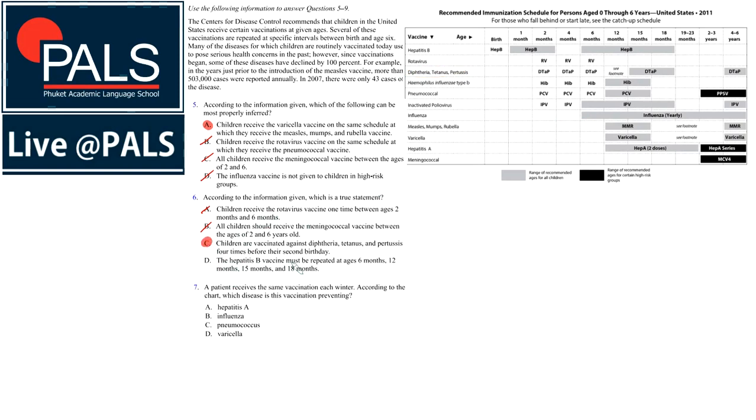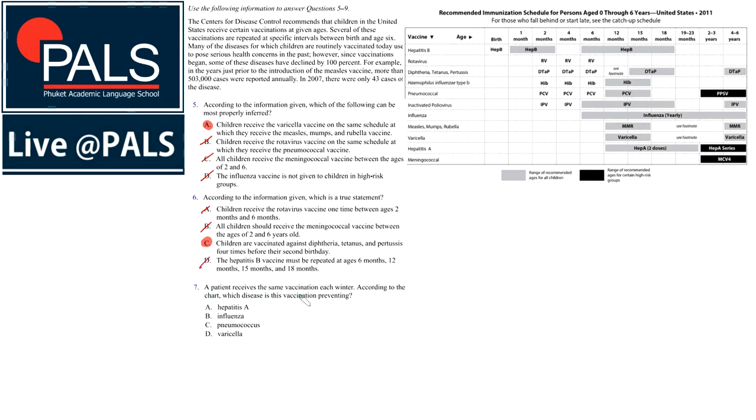D, hepatitis B vaccine must be repeated at ages 6 months, 12 months, 15 months, 18 months. Hepatitis B must be repeated at ages, no, so we see already 1 and 2 months, and then somewhere between 6 and 18 months again, but not every time. It's a range of which it should be done, so not D.